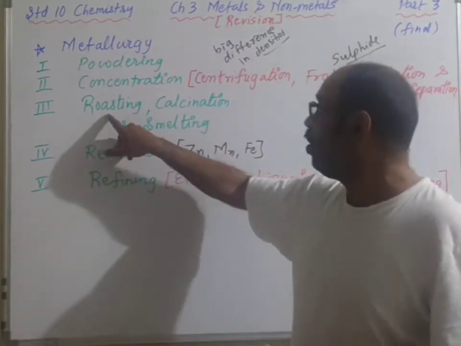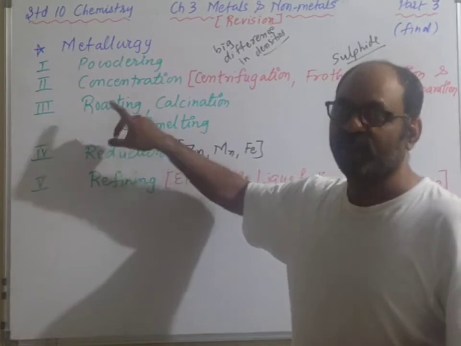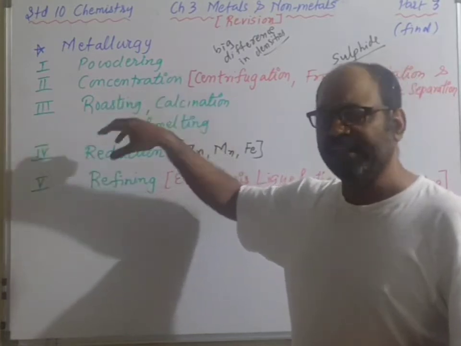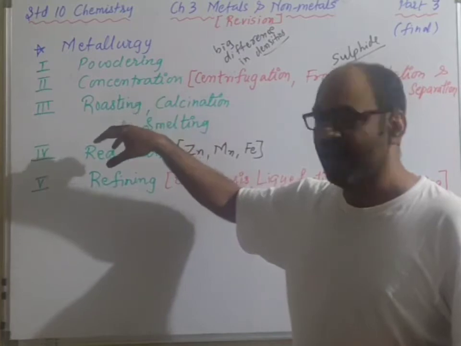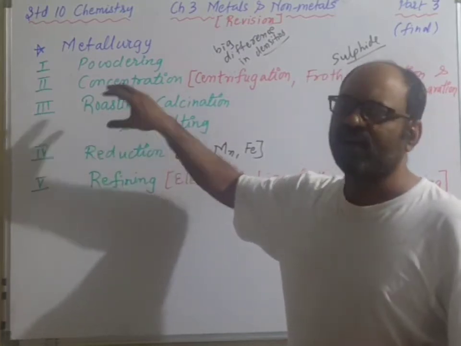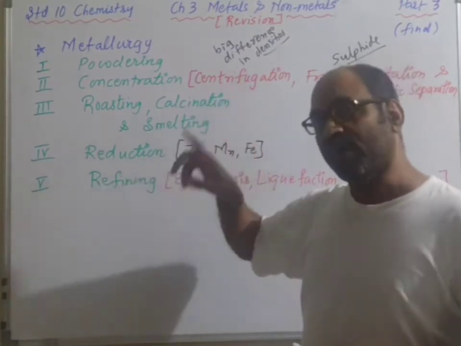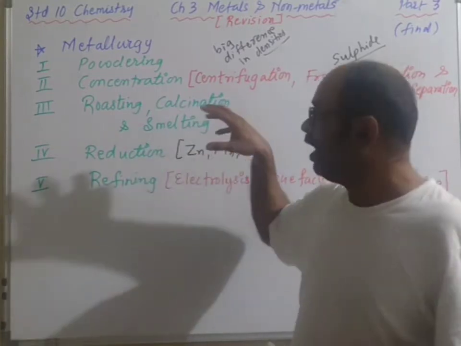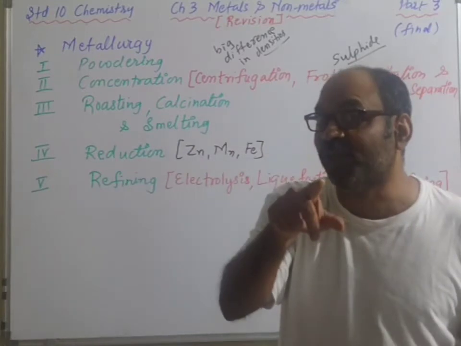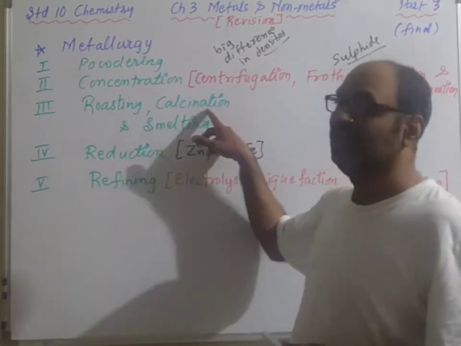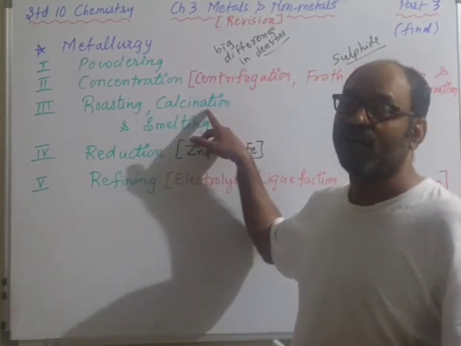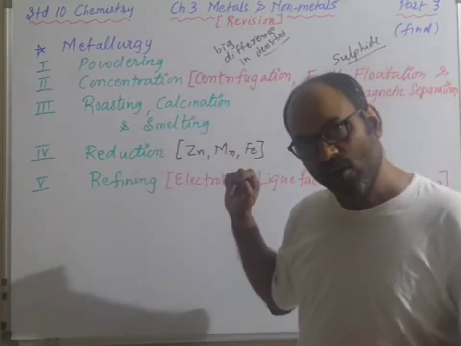Roasting is done on sulfide containing ore. If the ore is sulfide containing, it is heated in excess of air, and that ore gets converted into metal oxide. Calcination: if carbonate containing ore is there, then it is heated in absence of air. Alright? And this carbonate containing ore gets converted into metal oxide.